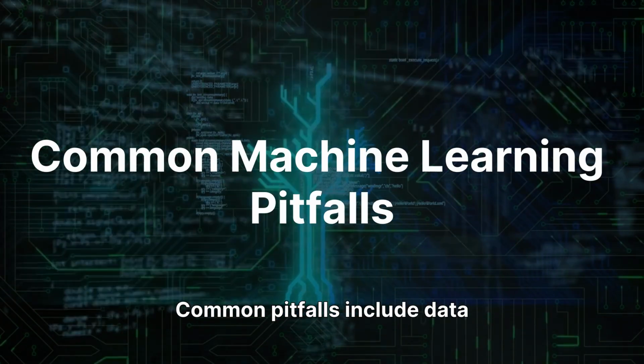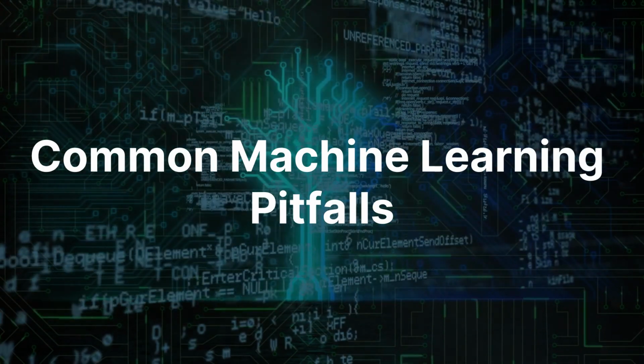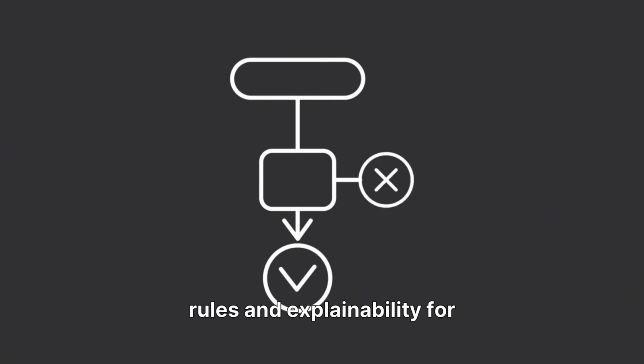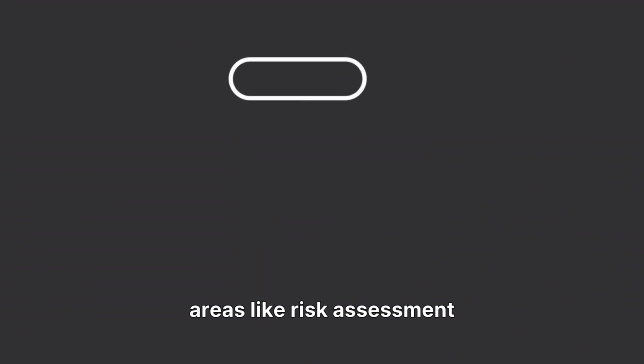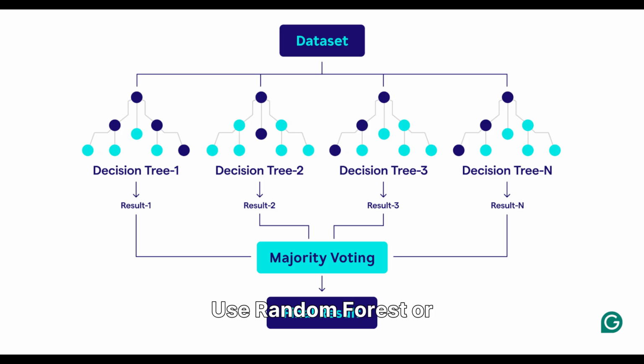Common pitfalls include data leakage, unbalanced classes, and too deep trees. You'll see near-perfect training accuracy and poor generalization with overly deep trees, so always regularize. Use a single tree when you need clear rules and explainability for areas like risk assessment or quick prototypes. Use random forest or boosted trees when accuracy and robustness matter more than a single set of rules.